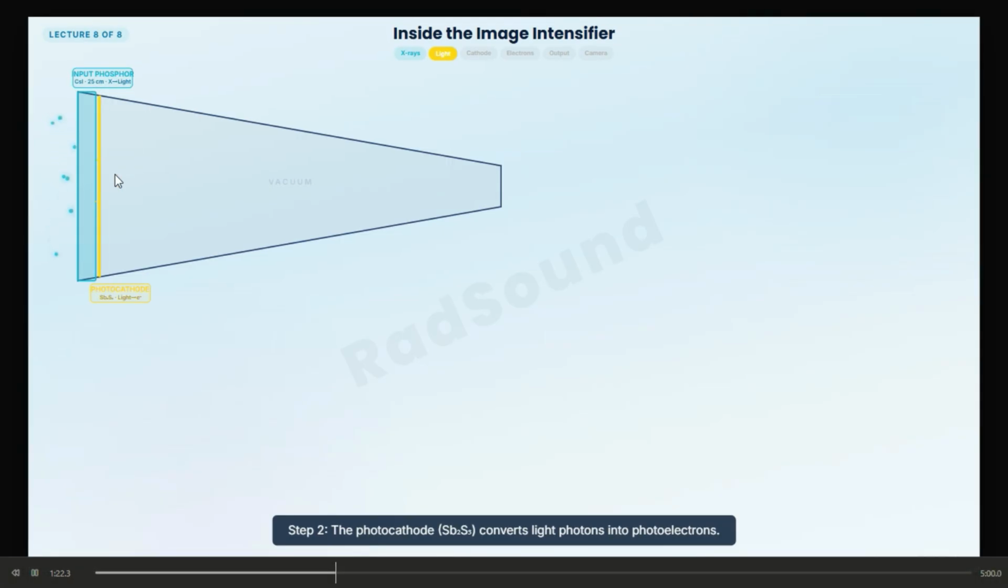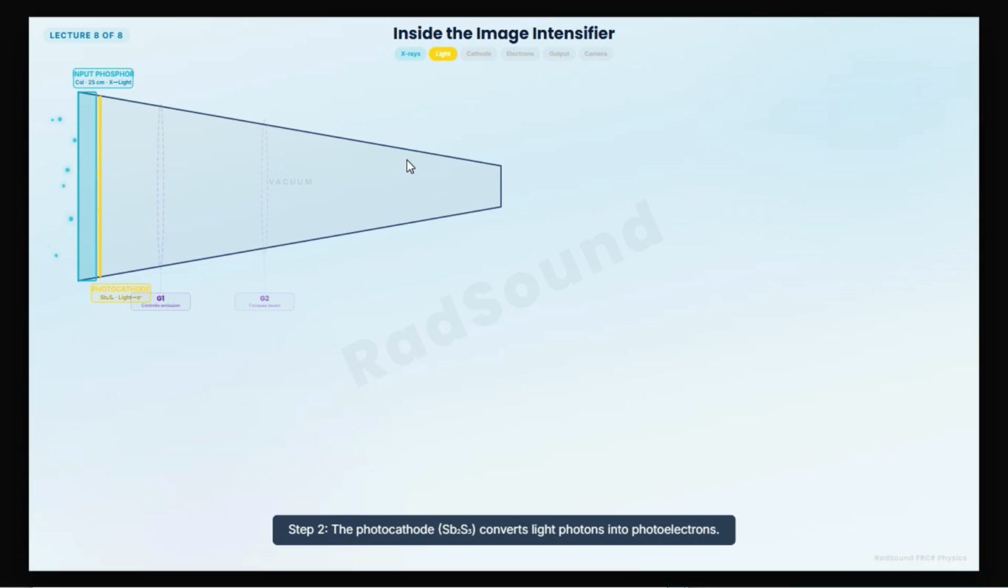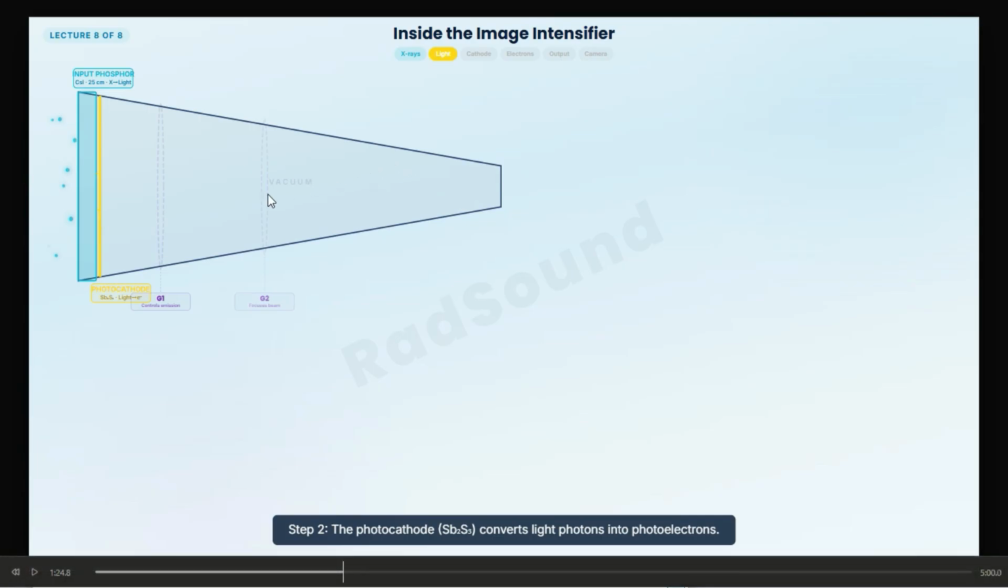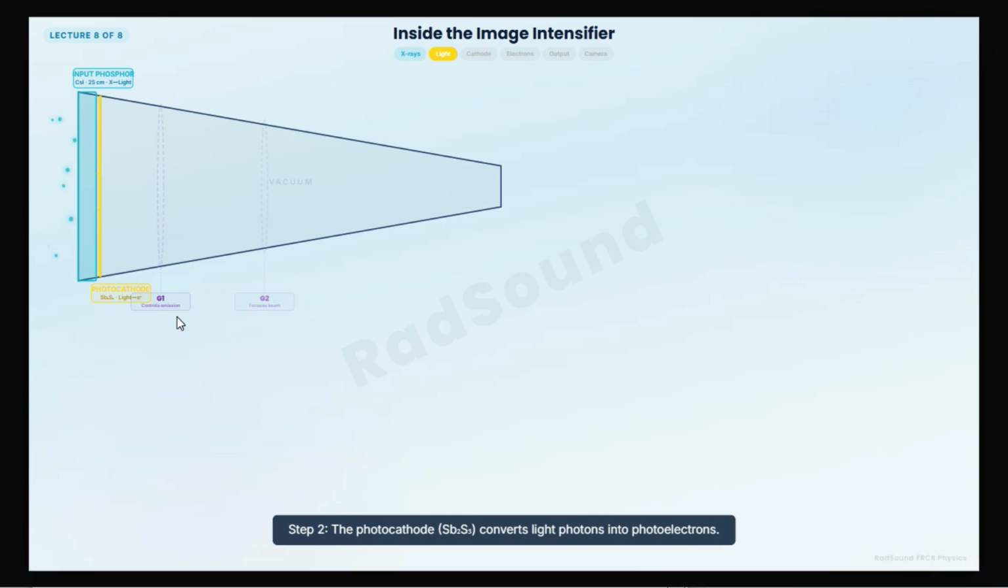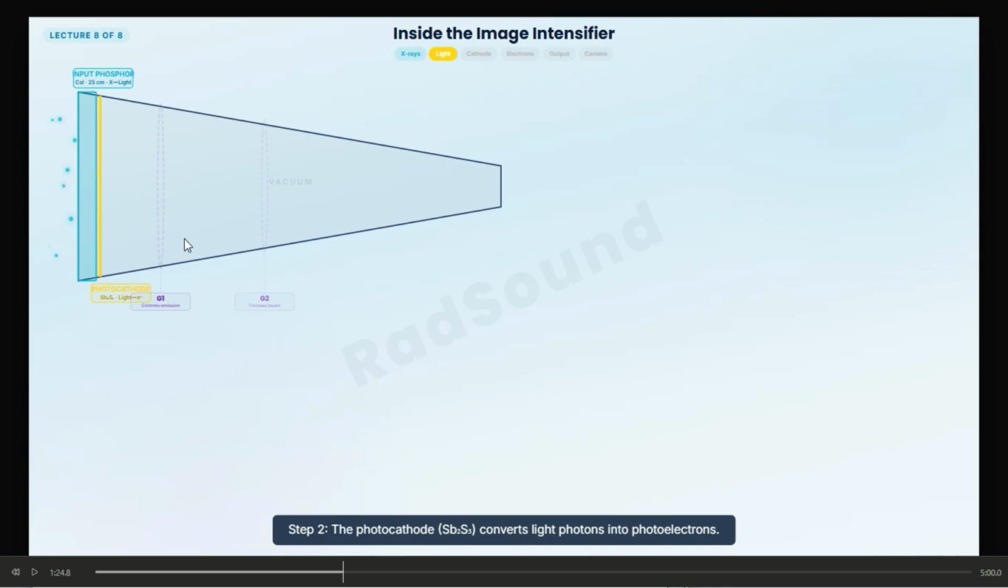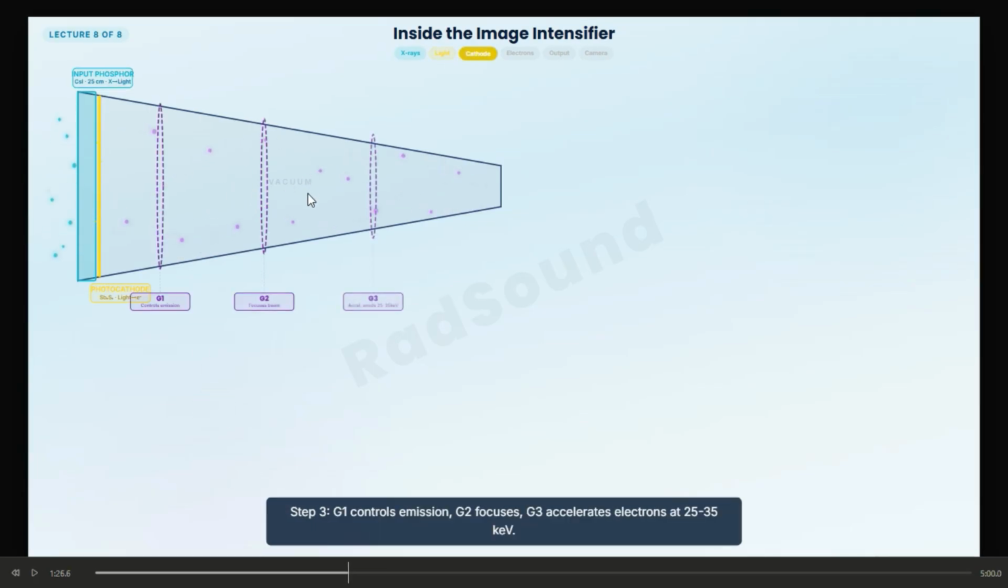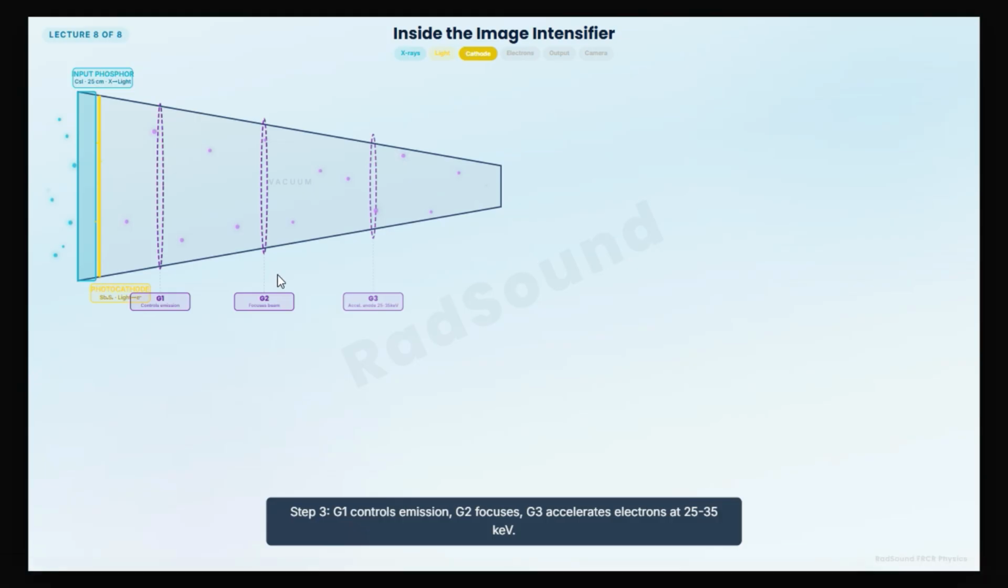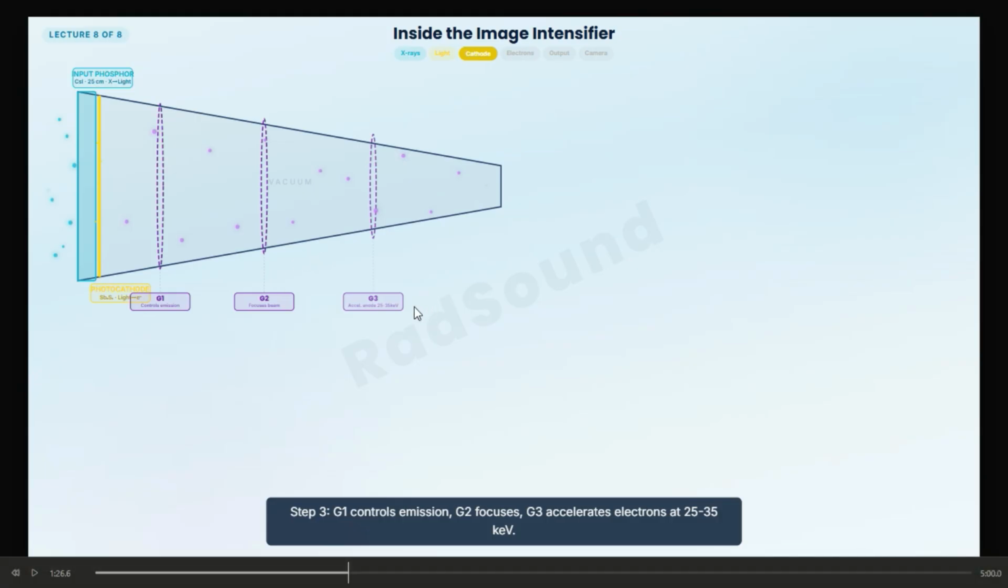As the electrons are produced, there are three electrodes within the vacuum. The first one is G1, which controls the emission of the electrons coming from the photocathode. Then those electrons go to G2, which focuses them toward the output. Then the other one will accelerate them.